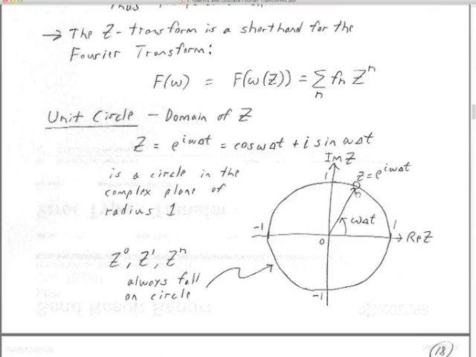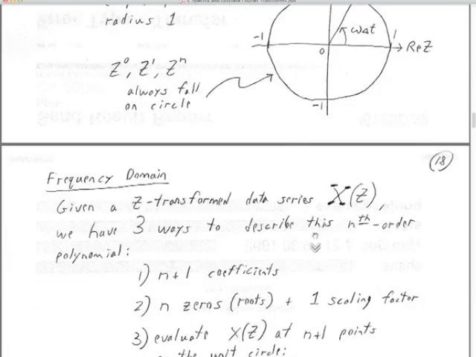Now where on the unit circle is it? Well, it turns out to be omega delta t up, counterclockwise from the real axis. If you just think about what the cosine gives you versus what the sine gives you, you'll see that the real part is the cosine, the imaginary part is the sine, and so now we find out that the phase is the frequency times delta t.